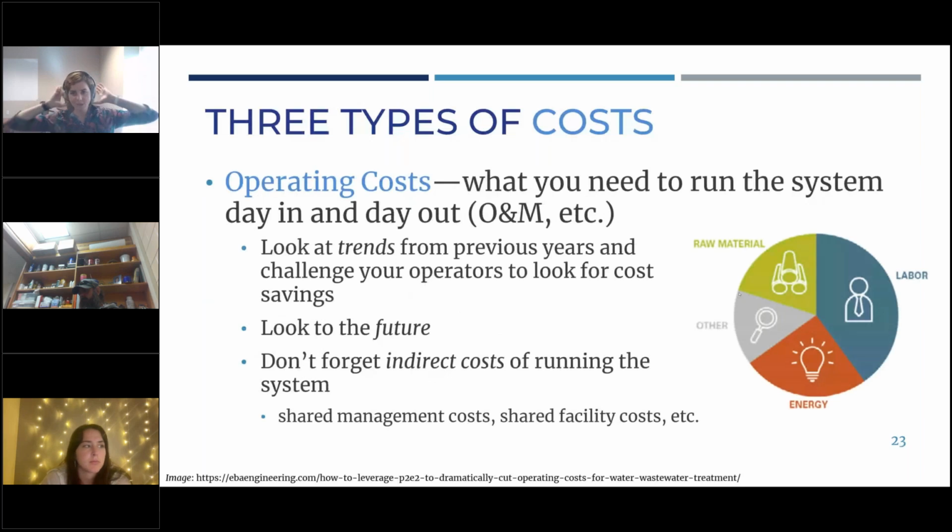Okay, so now I'm going to talk about the types of costs that you might encounter. First, your operating costs. These are the ones that you're probably most familiar with. These are just the ones that you need to run the system day in and day out, also known as O&M or operations and maintenance. And whenever we're recommending assessing the future of these costs, what we typically recommend is the easiest way to project future costs is to look at previous years.